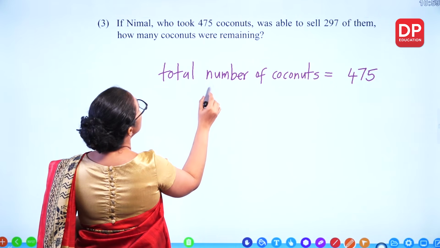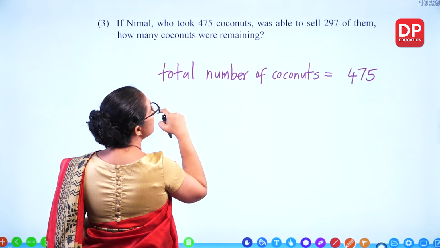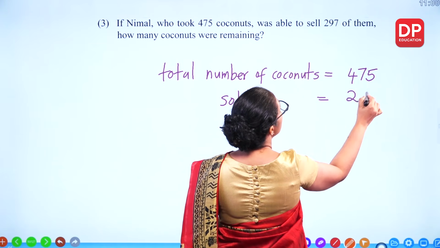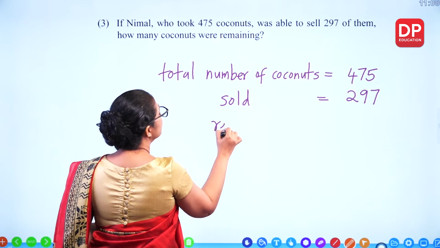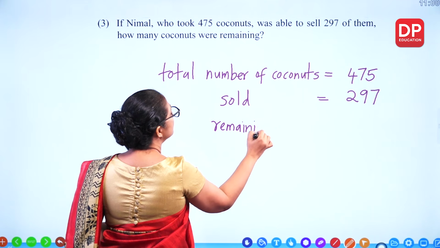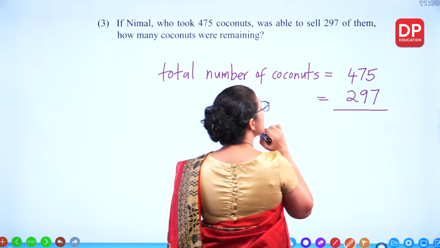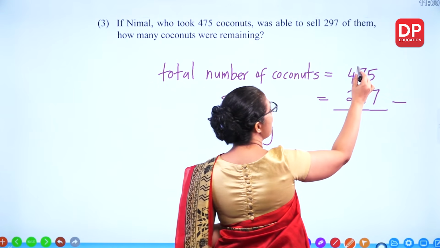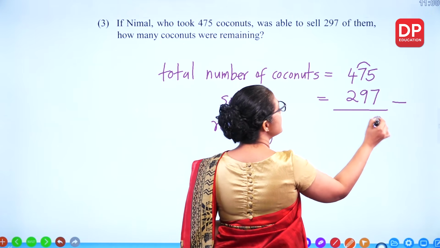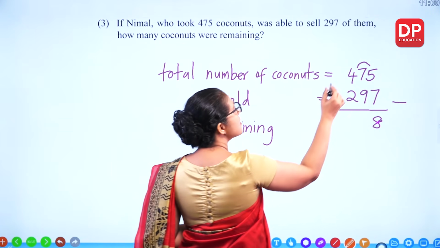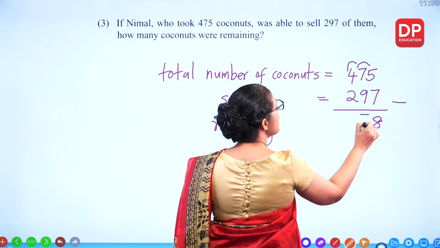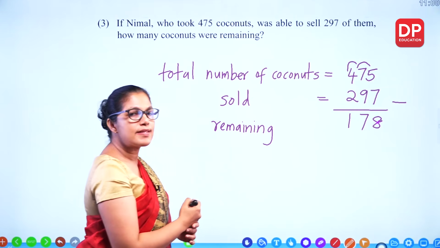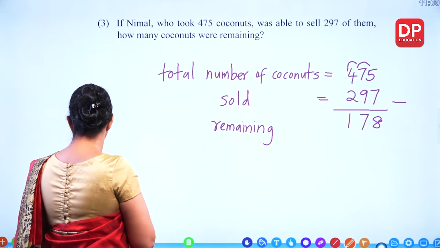He sold 297. So the remaining number of coconuts you subtract. So how we subtract? You have to take 1 from here. 15 minus 7, that's 8. This becomes 6. 16 minus 9, that's 7. So this is 3 now. 3 minus 2, 178 coconuts are remaining.